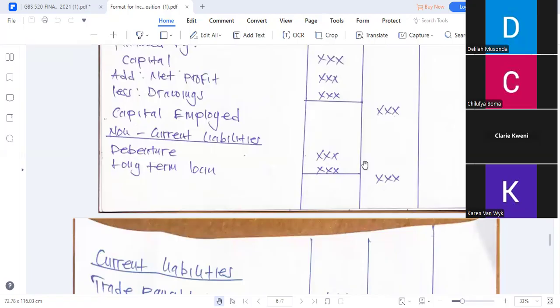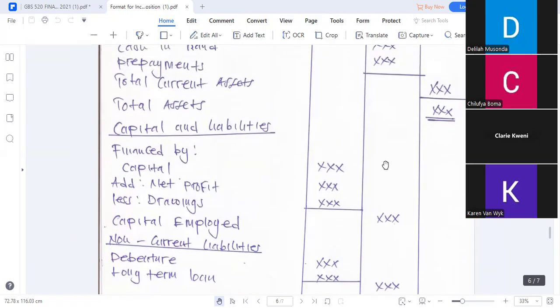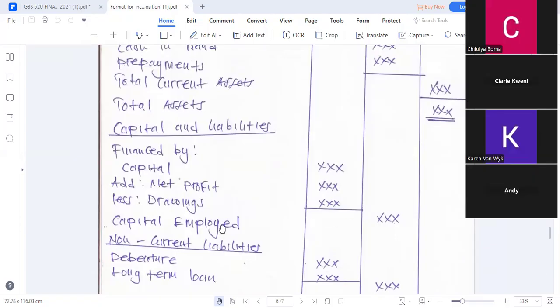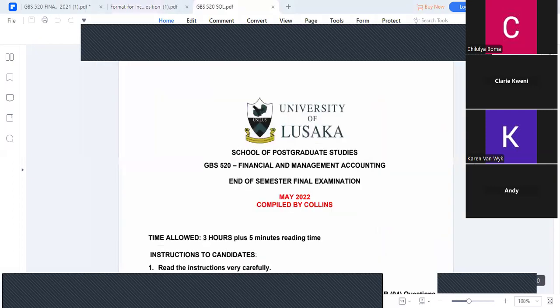Any questions? Where don't you understand? Okay, so can we quickly now go to the question paper? Are we clear with the format?